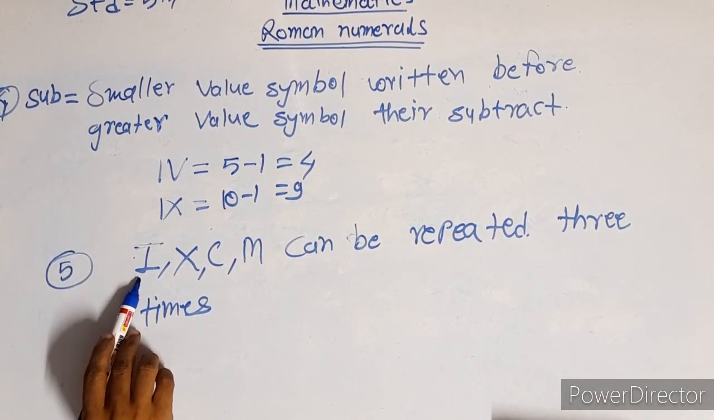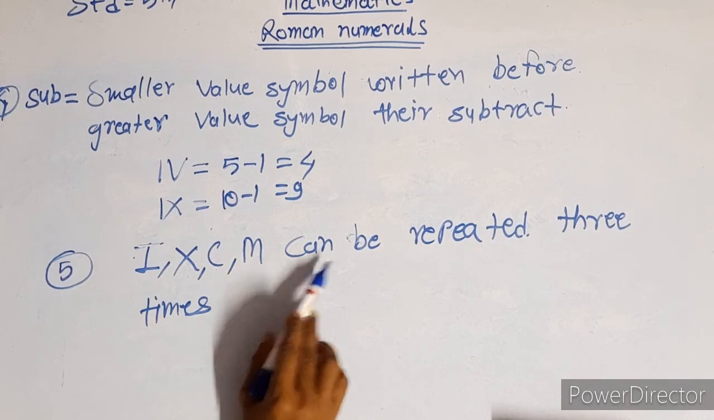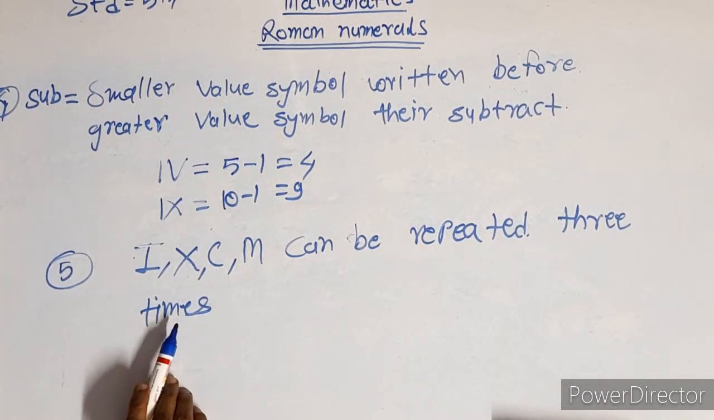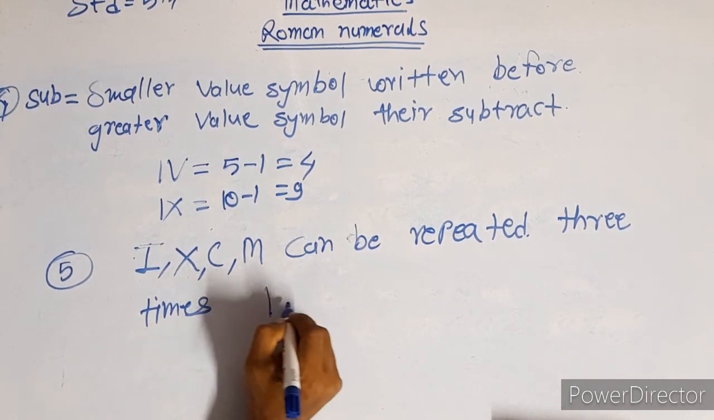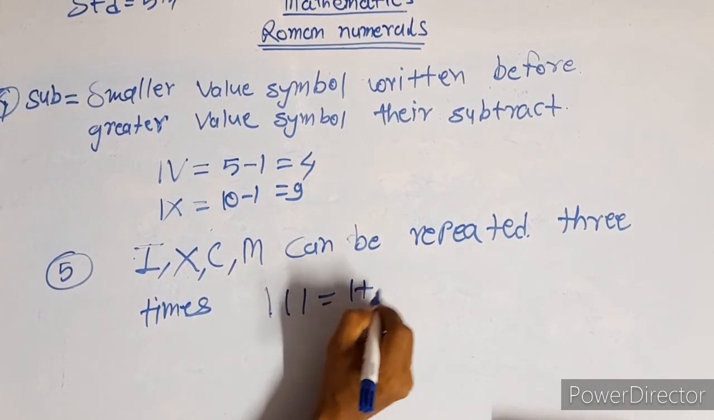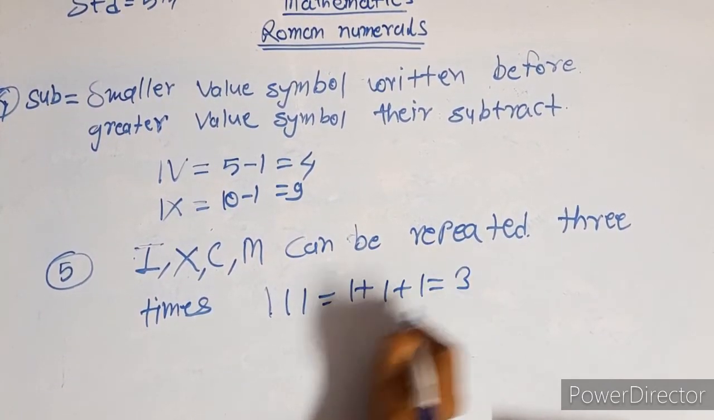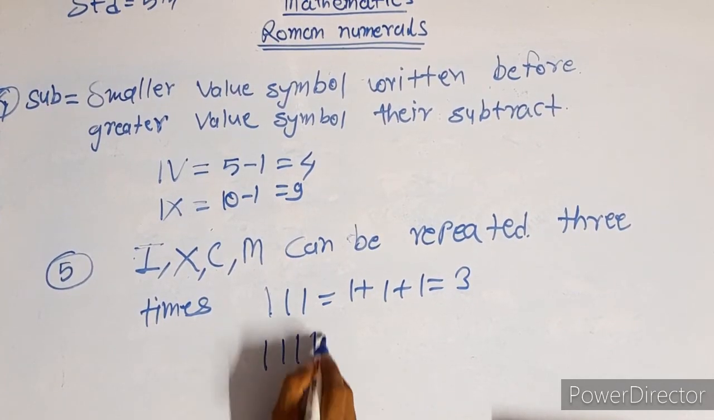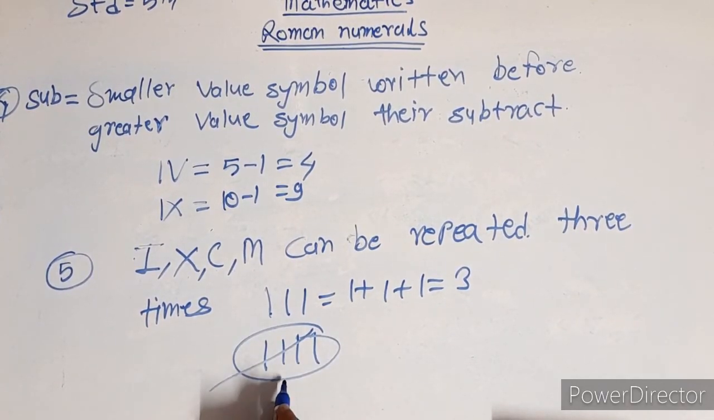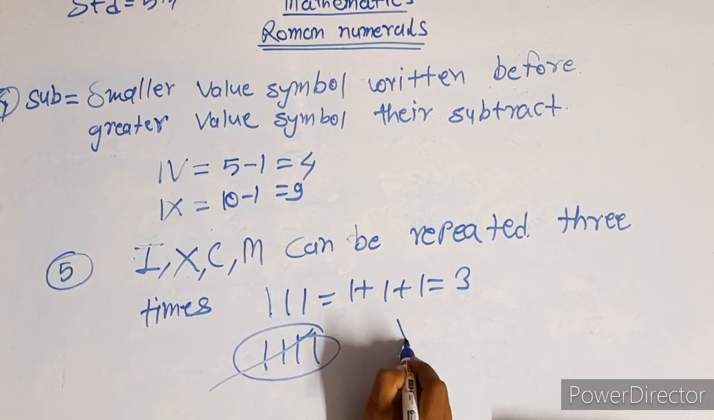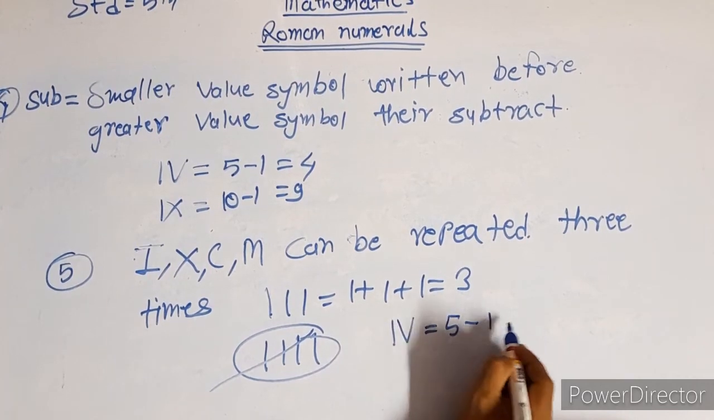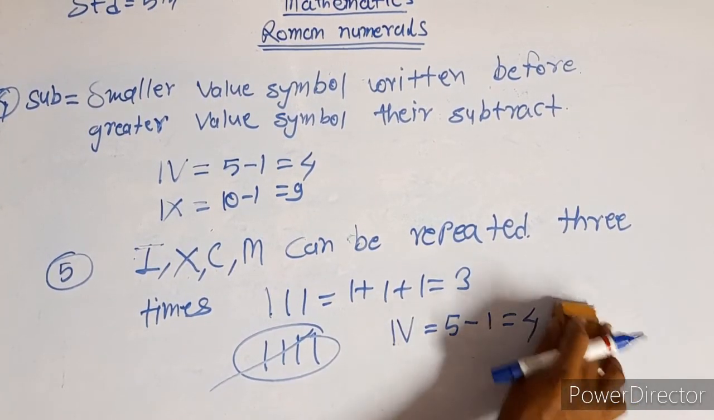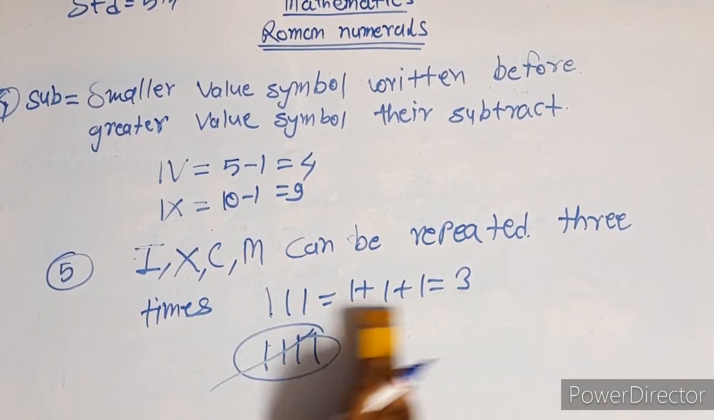The symbols I, X, C, M can be repeated 3 times, maximum 3 times. How many times? 3 times. For example, III is equal to 1 plus 1 plus 1 is equal to 3. Do not write 4 times. It is wrong. If we write 4, use V with 1 on the left side, which means 5 minus 1 is equal to 4. So, do not write this type. Okay.